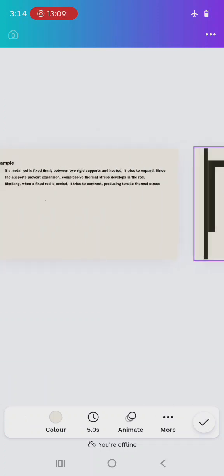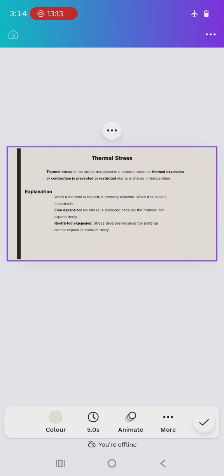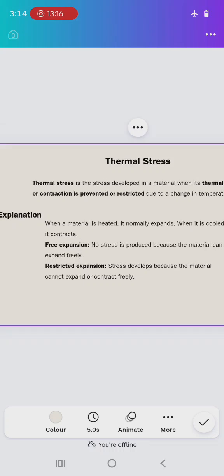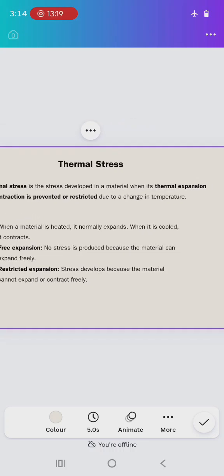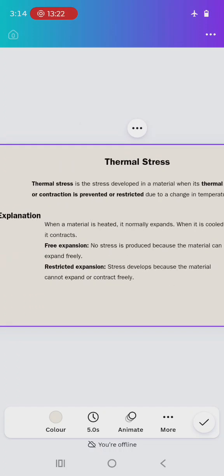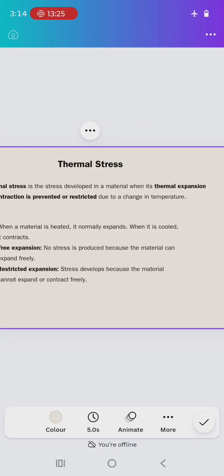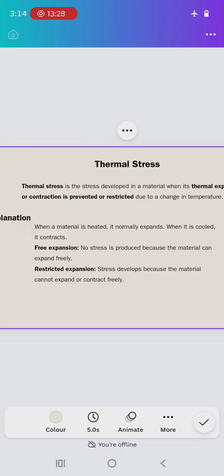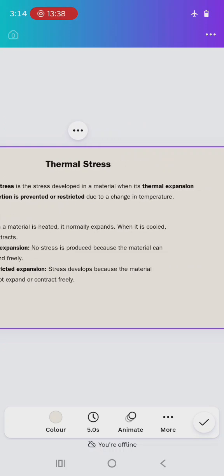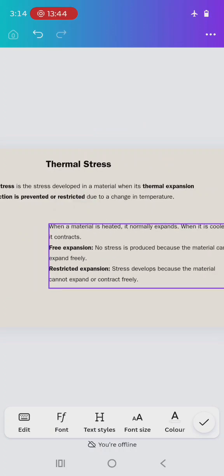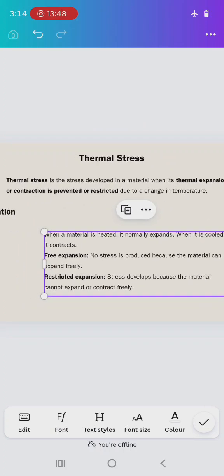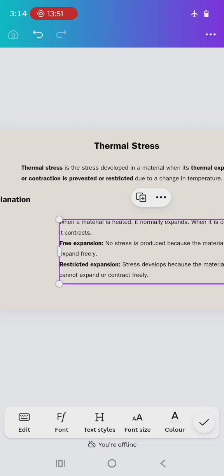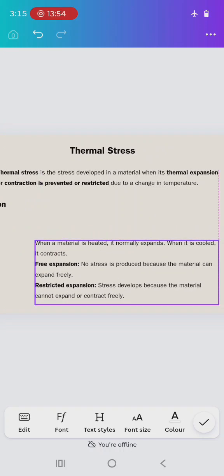Then the thermal stress. The definition of thermal stress: the stress developed in a material when its thermal expansion or contraction is prevented or restricted due to the change in temperature.